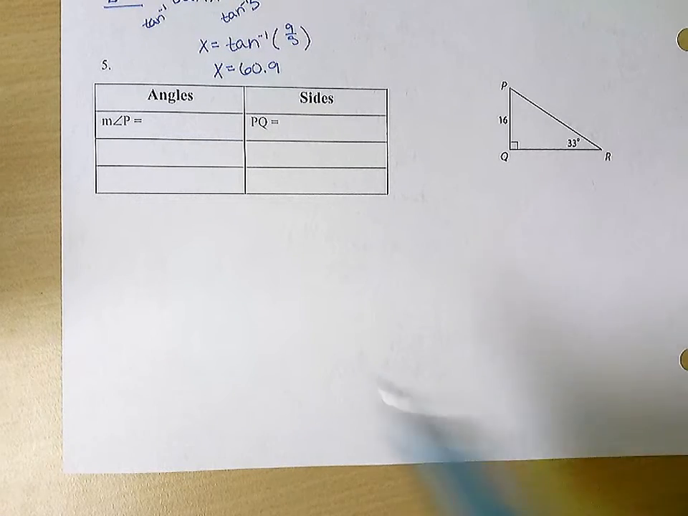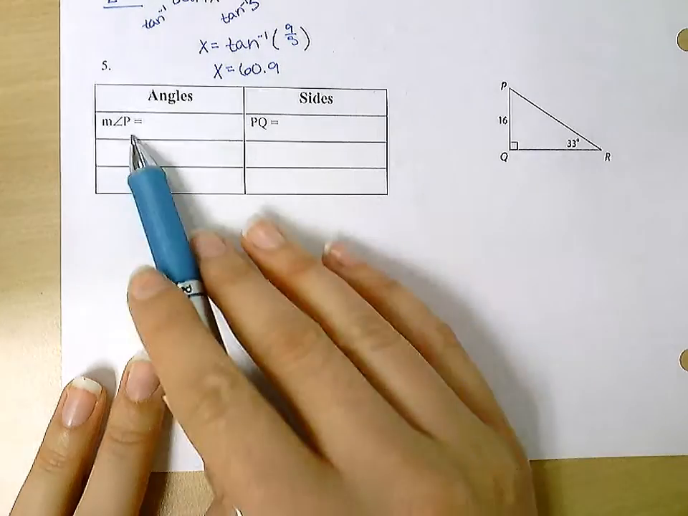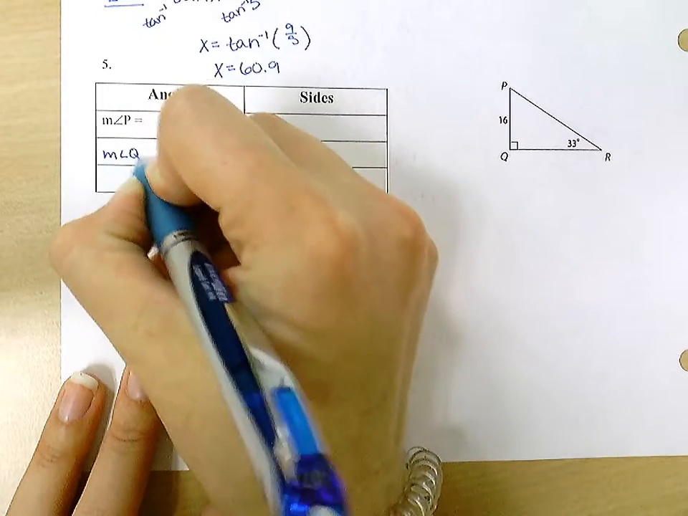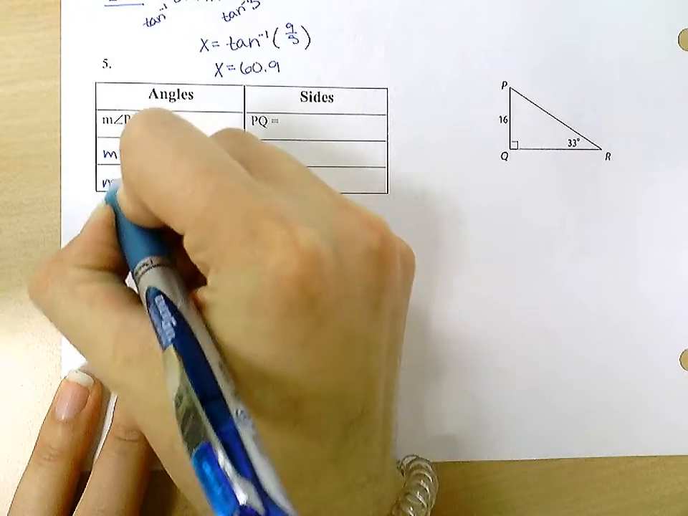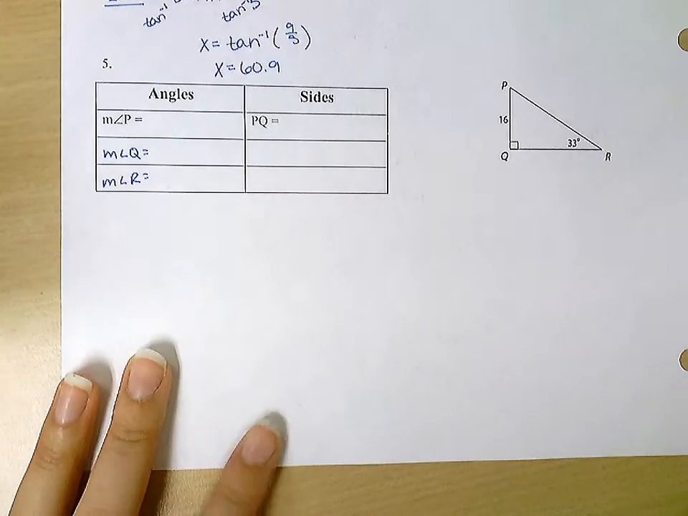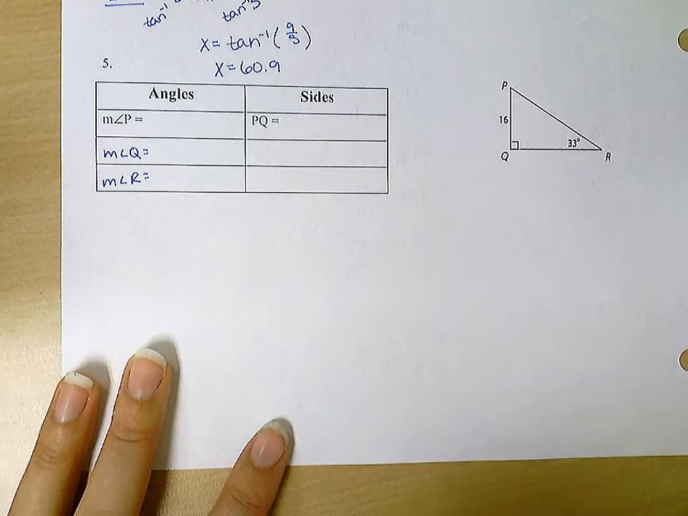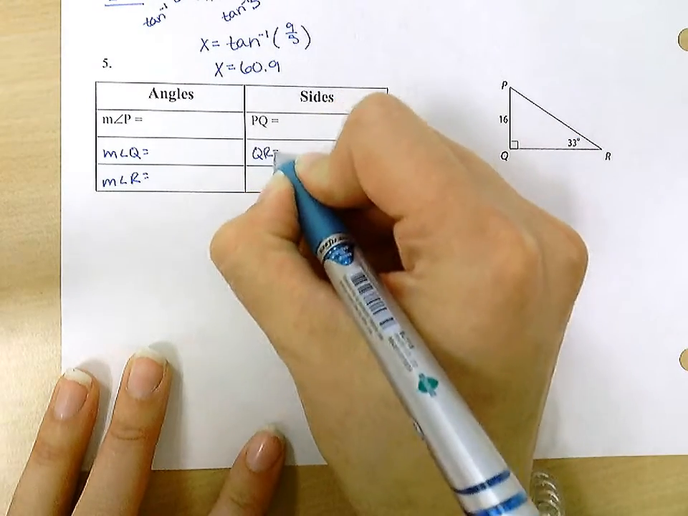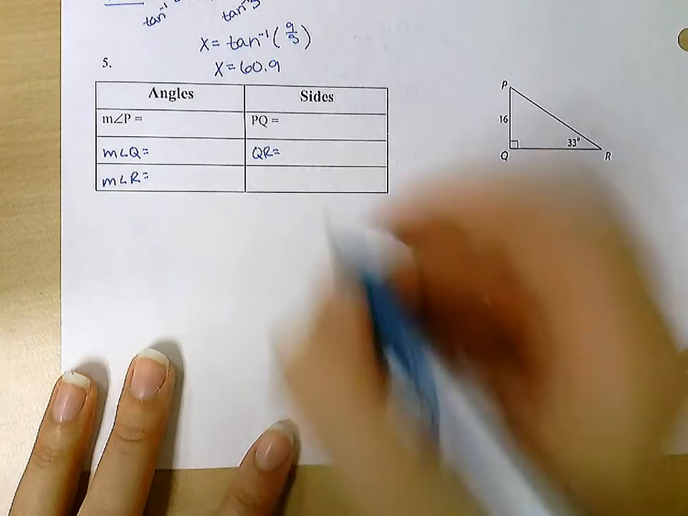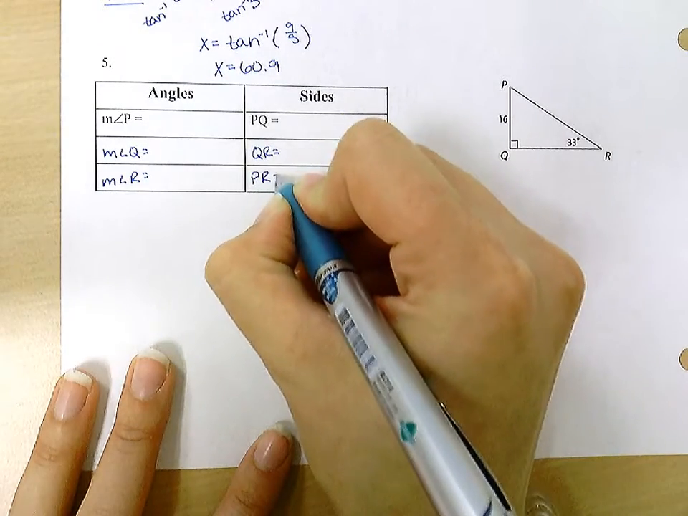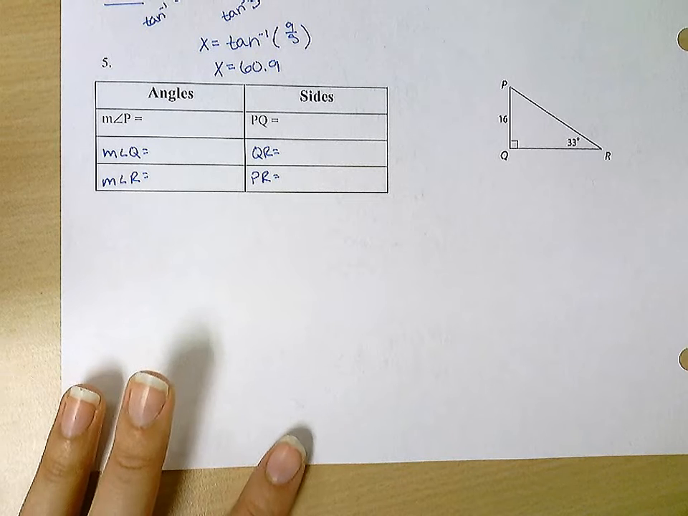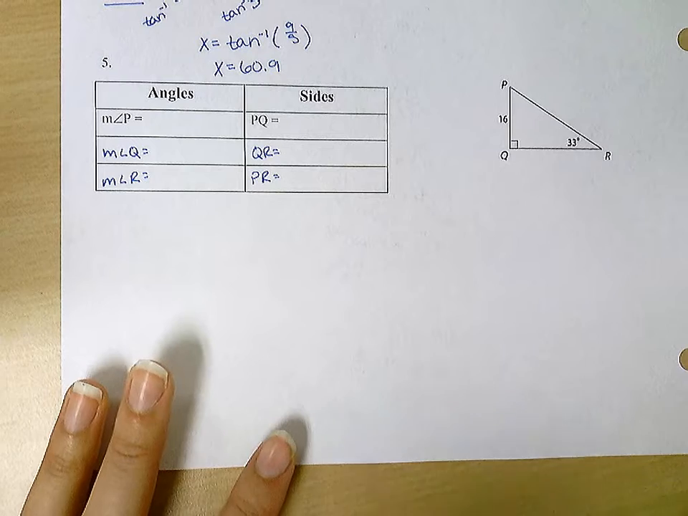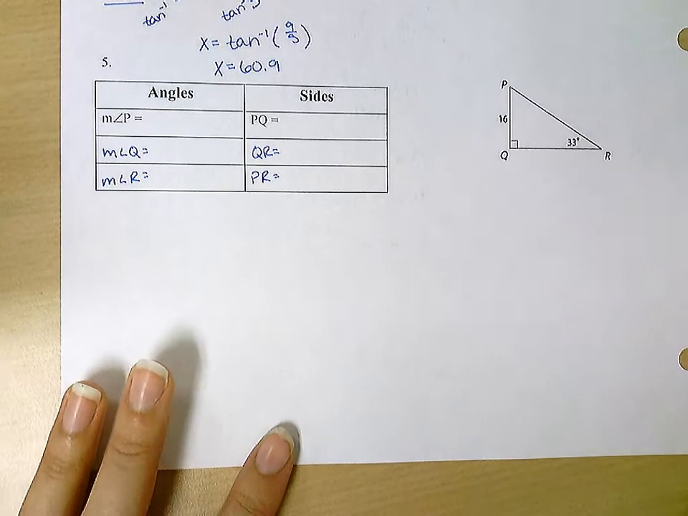So, again, we want to fill in this table here. So I have to find the measure of angle P, the measure of angle Q, and the measure of angle R. For my sides, I have to find PQ, QR, and PR. Before I start setting up any type of problem, I'm going to write what I already know in my table.